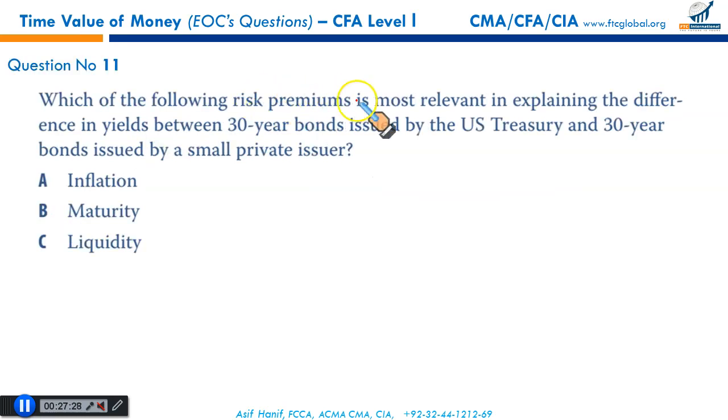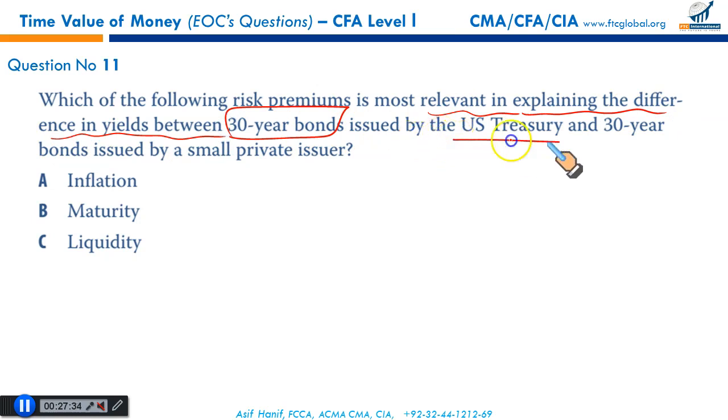Next, which of the following risk premiums is most relevant in explaining the difference in yields between 30-year bonds issued by the US Treasury and 30-year bonds issued by a small private issuer? Since the issuers are different, one is that you can rely on sovereign bonds, the government is standing, the Federal Reserve is standing at the back. So they have no risk and they are very liquid.